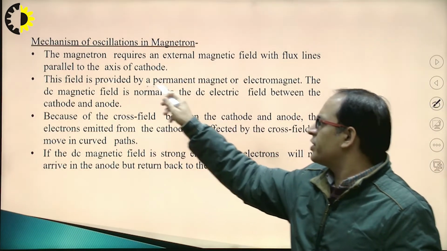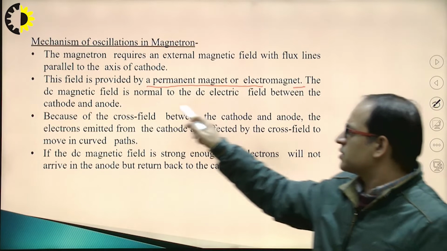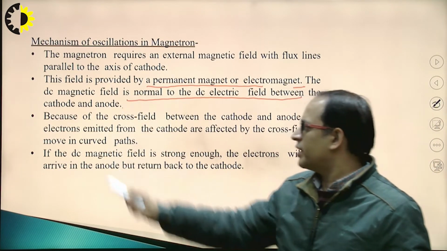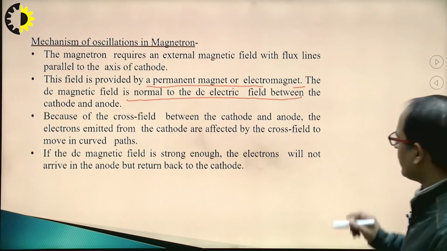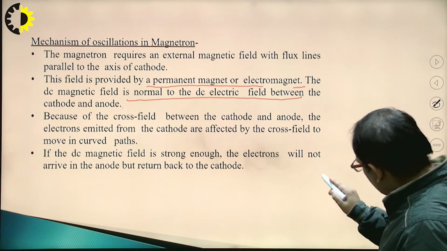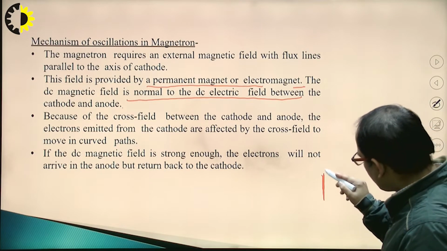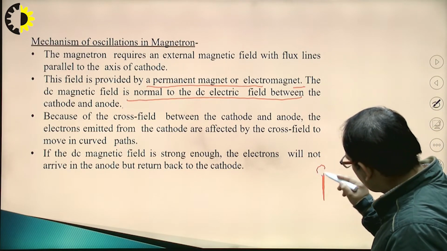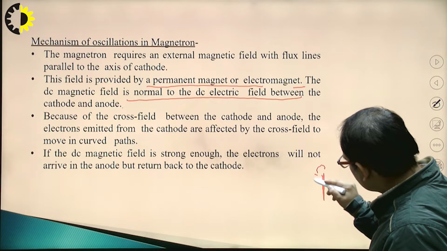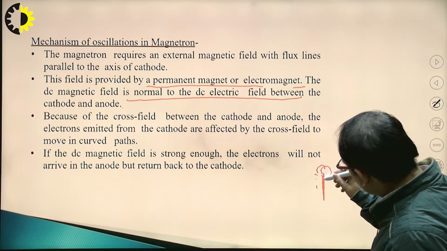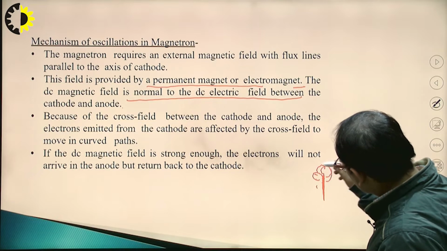This field is provided with the permanent magnet or electromagnet. This DC field is normal to the DC electric field between the cathode and anode. Now see this one, if I say that this is only a cathode which emits the electrons, outside this, and this electron will continue to reach to this point.